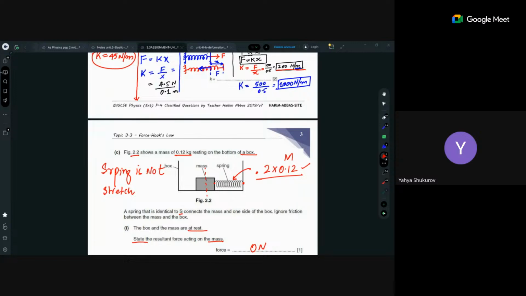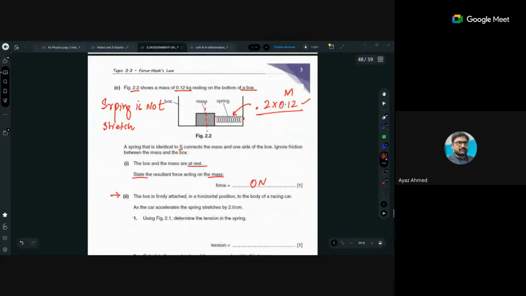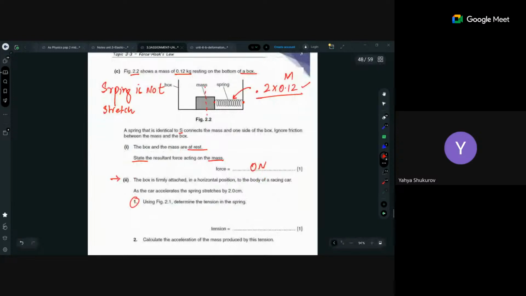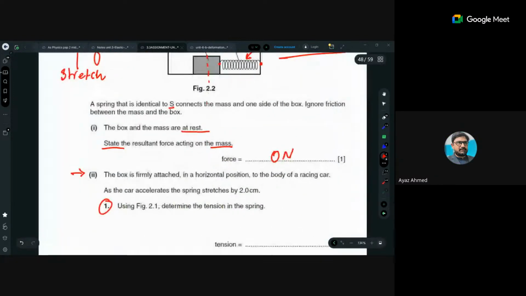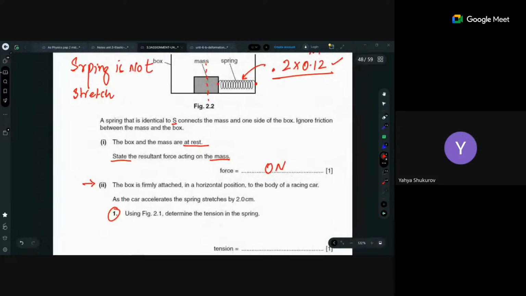Resultant force, 0. No, resultant force is done. I'm at this one part. Okay, after this it is your turn, beta. Okay, so then spring constant times the length will give the force.